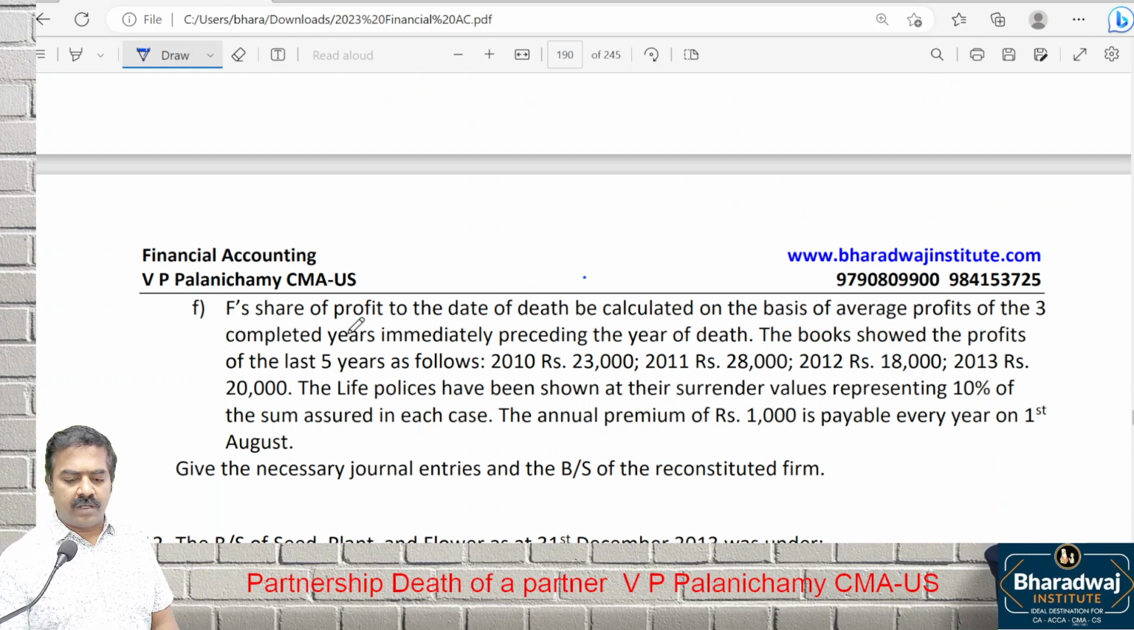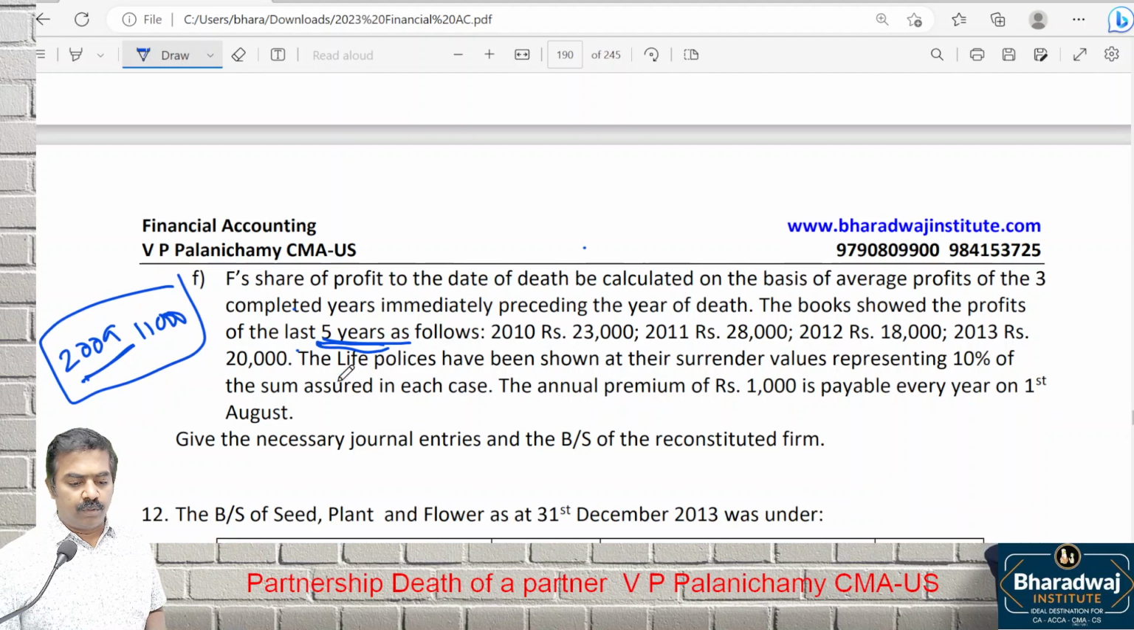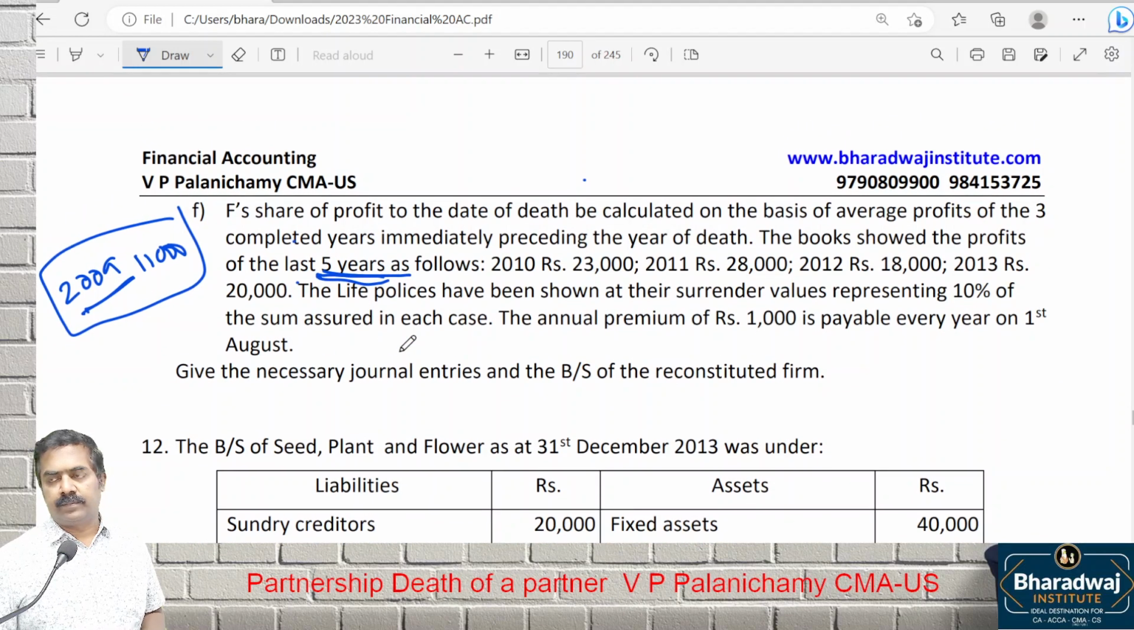In the question, pay attention. Profit of earlier years: last 5 years, but information is given only for how many years? 4 years. One year's profit is missing. Take 2009's profit as 11,000. 2009's profit is missing, please take it as 11,000. Ten, 11, 12, 13 is given. 2009's profit is how much? 11,000.